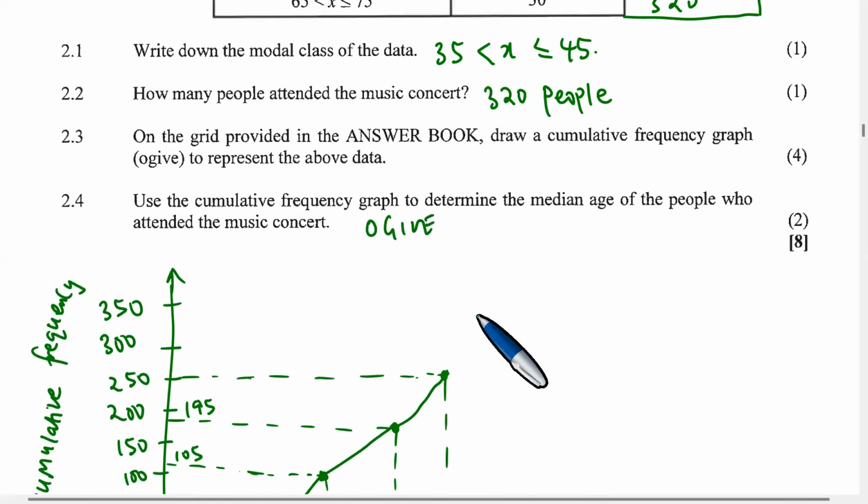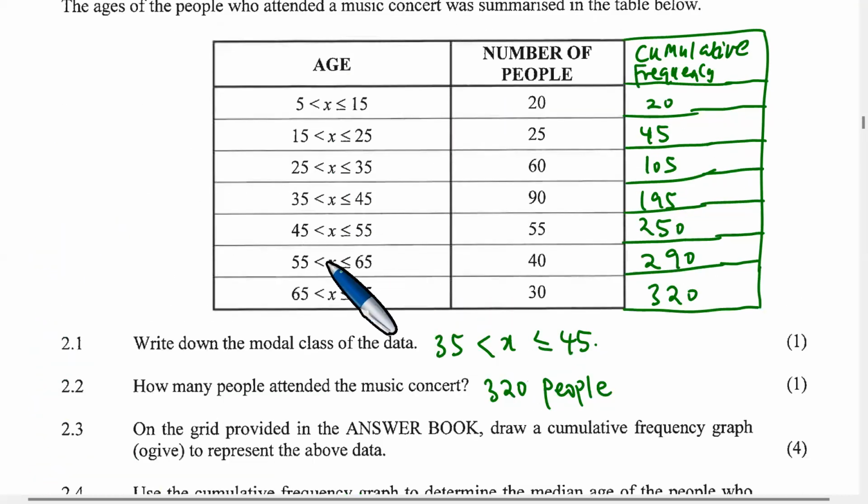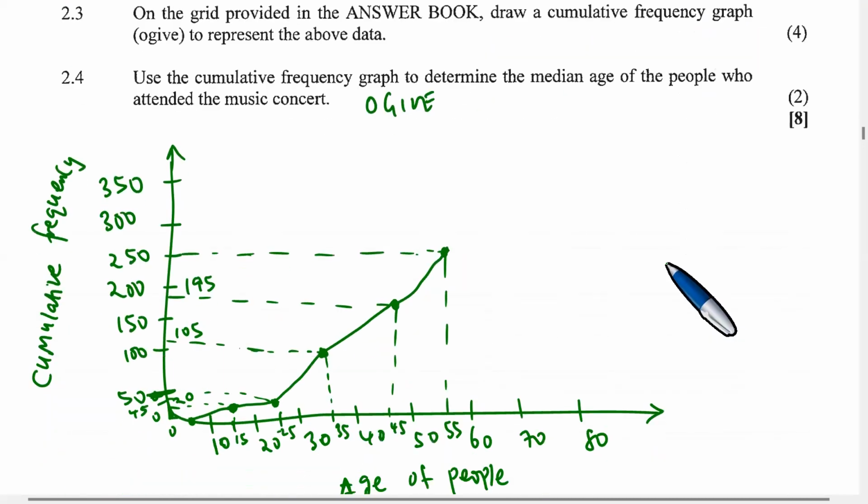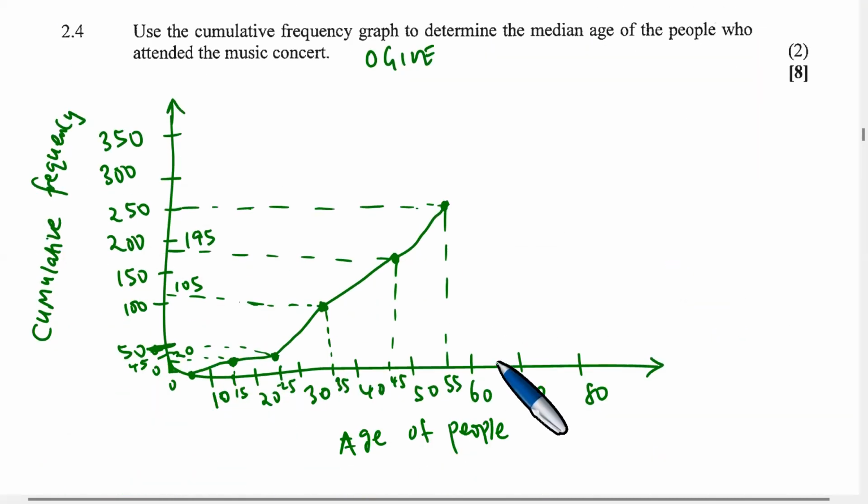Next, you have 65 goes with 290. 65 is somewhere here. It goes with 290. Yes, 65 goes with 290.